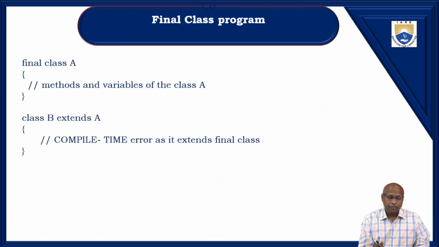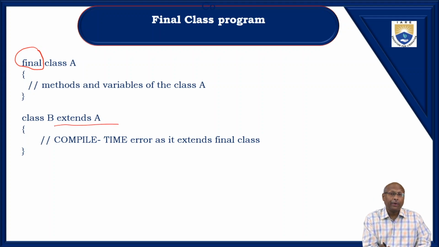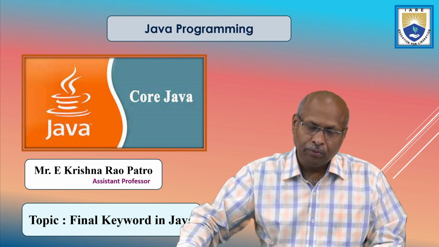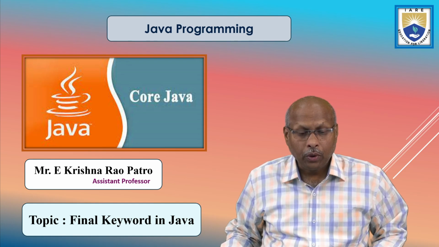A small example. Final class A. Now what did you write? Final. That means class A is final. Class B extends A. Now you are extending what? The class A. But A is a final class. So when you are trying to extend a final class, the compiler will give an error. So during the compilation stage, it will stop you. It will not allow you to execute. Now we'll go for some more varieties of problems on final. Let us go to the program.